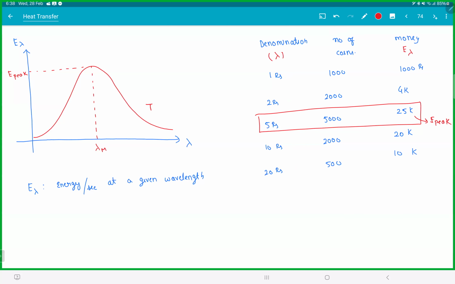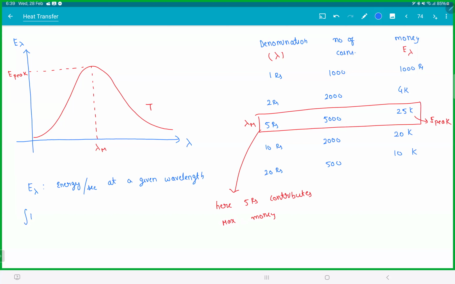Are you able to get this? Getting it? So here, 5 rupees contributes the maximum amount of money. So this is your E lambda. This is your lambda m. Is that making sense? Now, what about this graph then? What is the area under this graph?